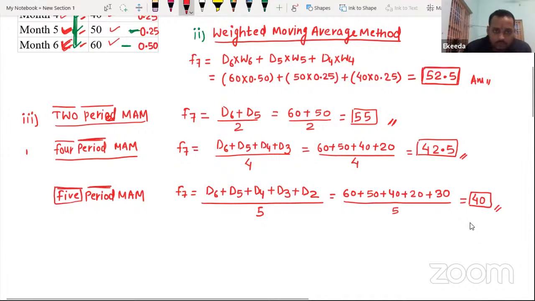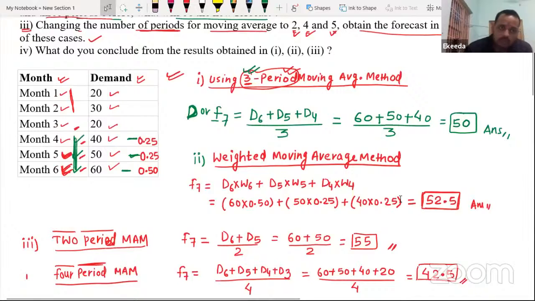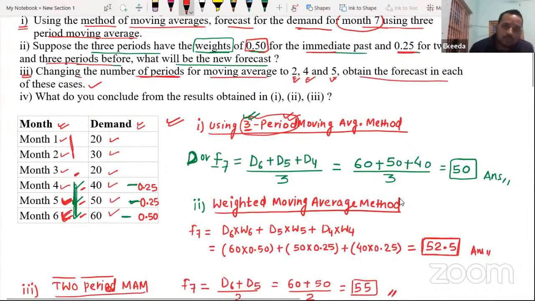So now we will again go to the question, and the last question we will see. Last question, number 4, a very important question. What is it saying? It is saying: what do you conclude from the results obtained in 1, 2, and 3?